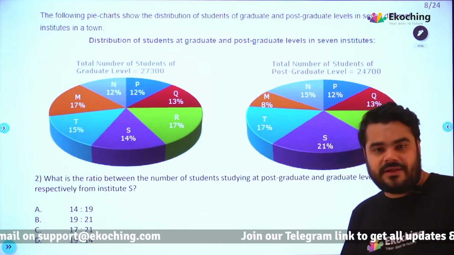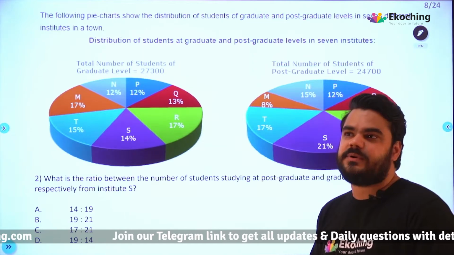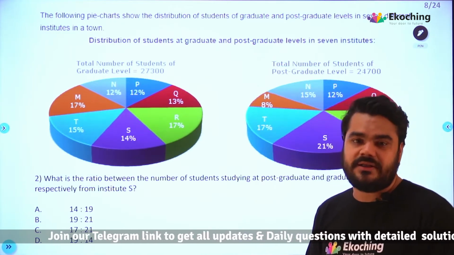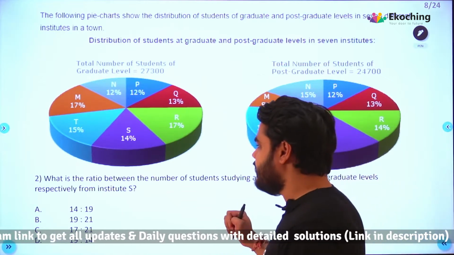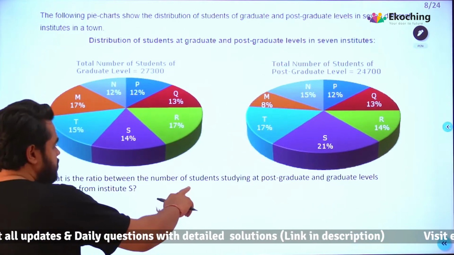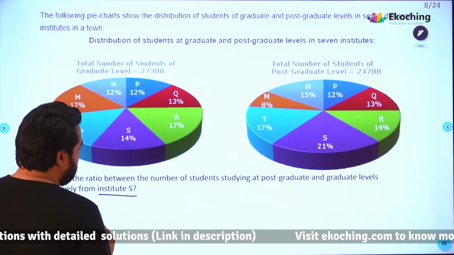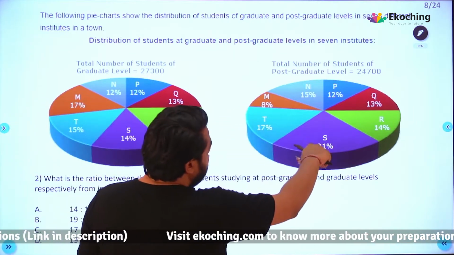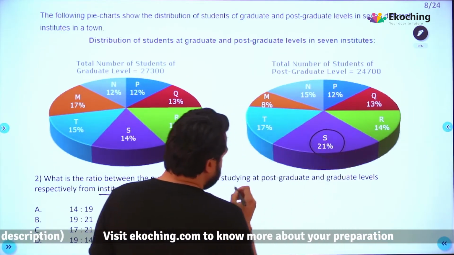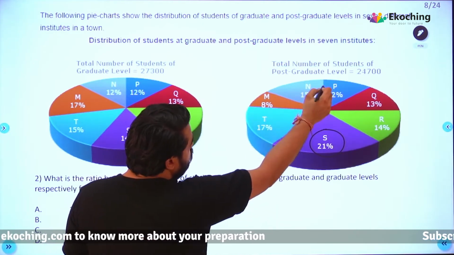Alright, so I hope by now you have tried to solve it, and once again, I would expect that now you are thinking smartly. You are thinking, okay, what can you do differently to get the answer? So let's think. What is the ratio between the number of students studying at postgraduate and graduate from Institute S? So the numerator is postgraduate. Let me take up the numerator. This is 21% of 24700.